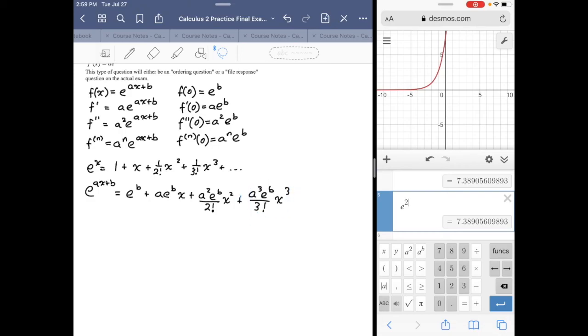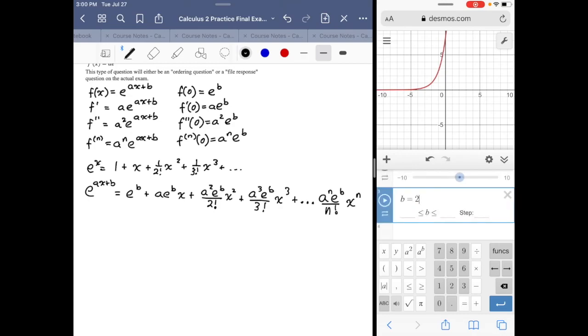We can go to the nth term if we want. It's really not necessary because we still have to find a derivative, but we could. I'm going to, because it's going to be a to the nth e to the b over n factorial x to the nth. All right. There's stuff in there.